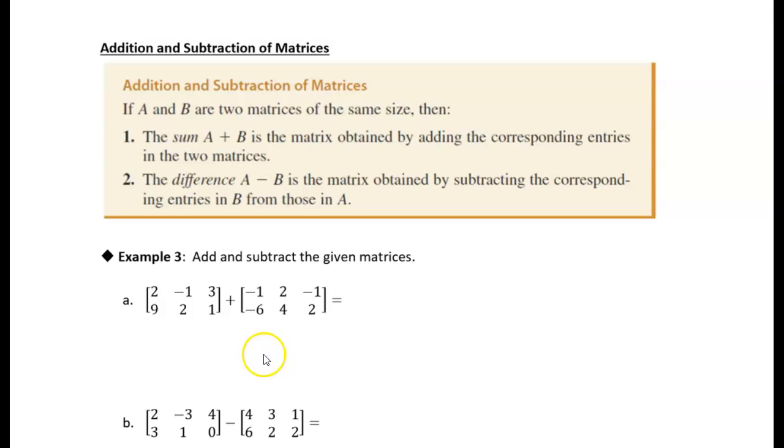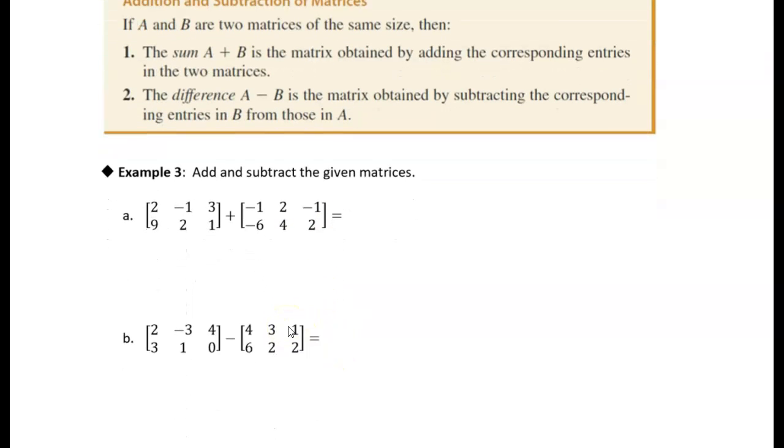All right, so let's talk about what it means to add and subtract matrices. And that's kind of what you would expect. If you have two matrices, they have to be the same size, they have to have the same dimensions. But if they have the same dimensions, then all we're going to do is just add or subtract the corresponding entries. So let's take a look at example 3.